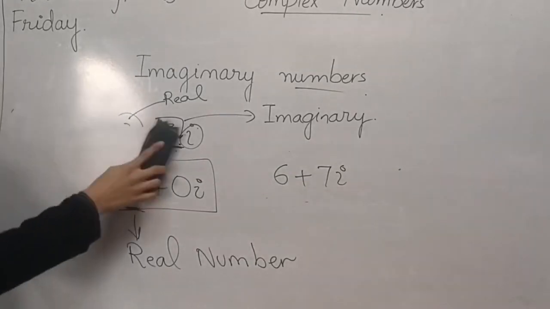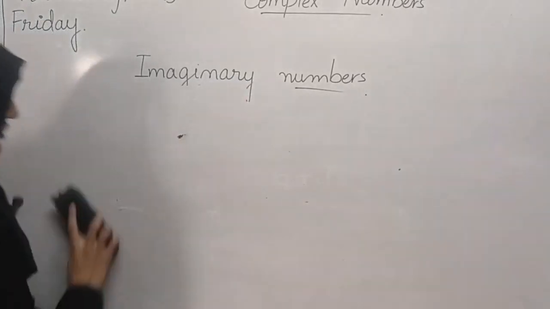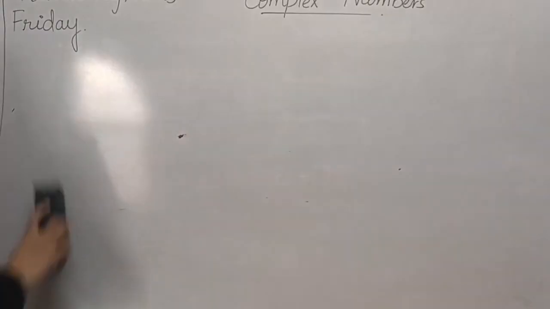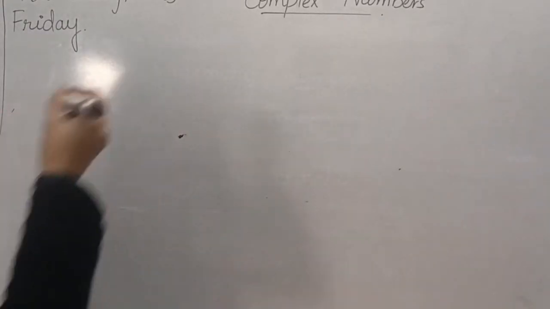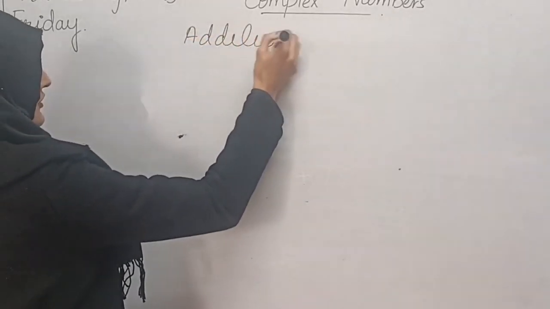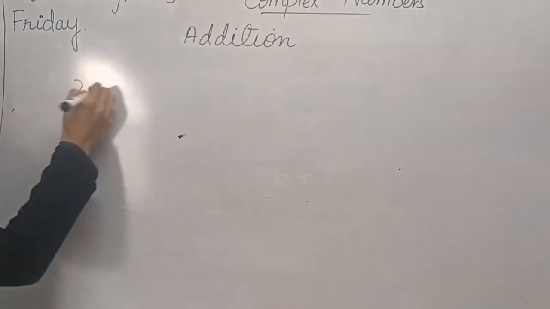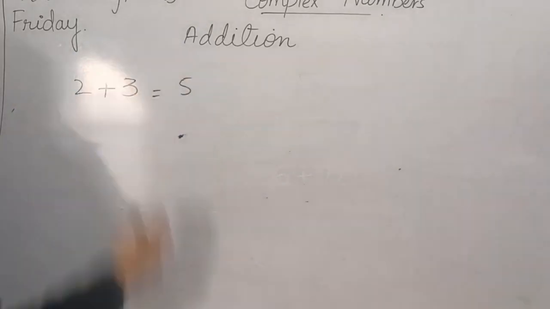So this was the recap of the lesson, and now we will discuss how to apply operations on complex numbers. We will revise the concept of addition first. Do you know how to add 2 plus 3? Simple. It's very simple. 2 plus 3 is 5.